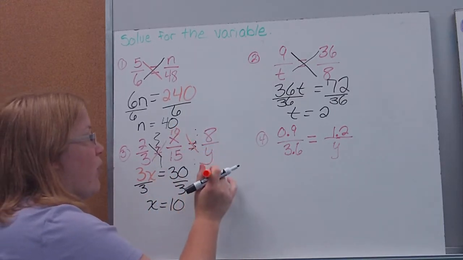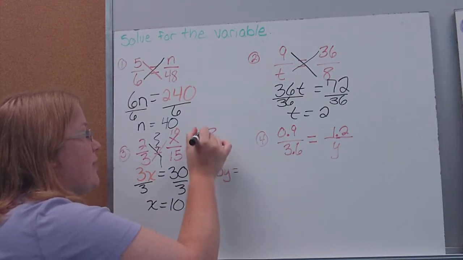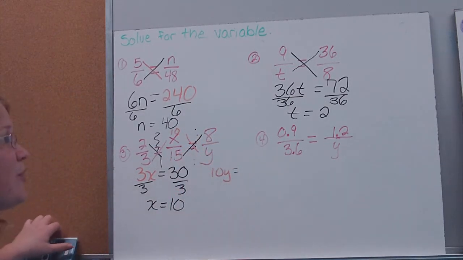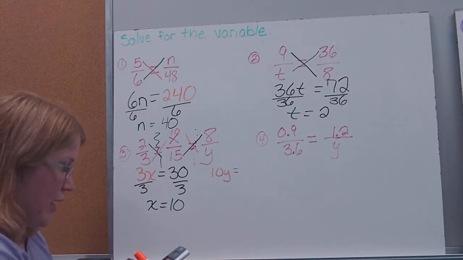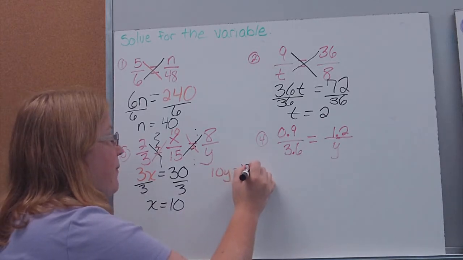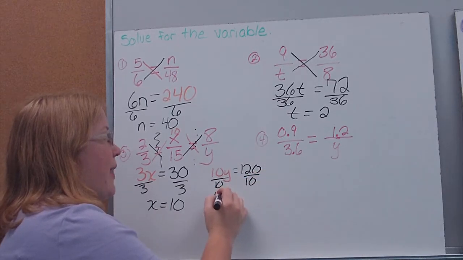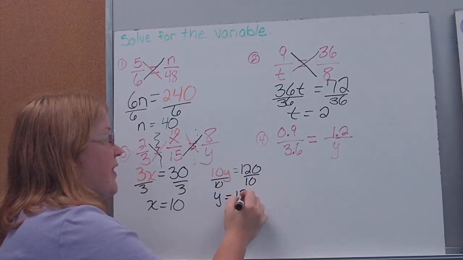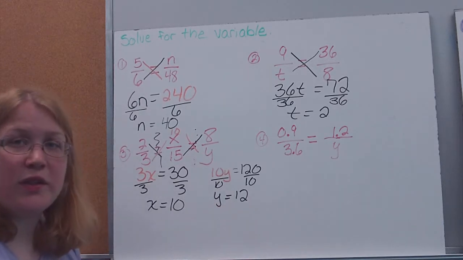So again, I'm going to use my cross products rule. So we're still doing the same thing here. The only difference is that I'm doing it 2 different times. All right, so just pretend they're 2 different problems. 8 times 15, I'm going to use the calculator, gives me 120. So how am I going to get y by itself? I'm going to undo that by dividing, and I find out that y is equal to 12. So x is equal to 10, y is equal to 12.